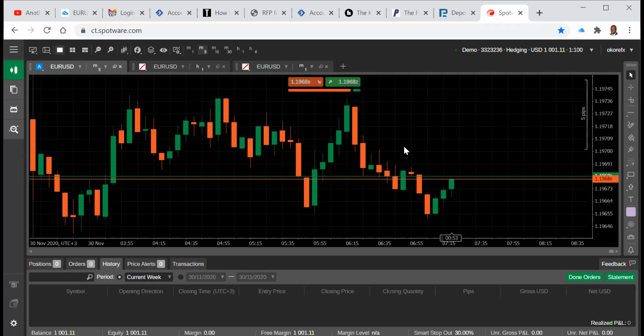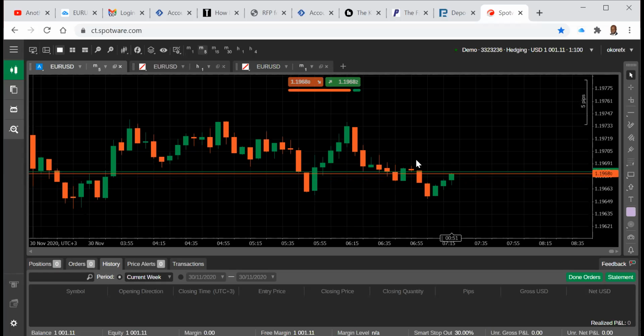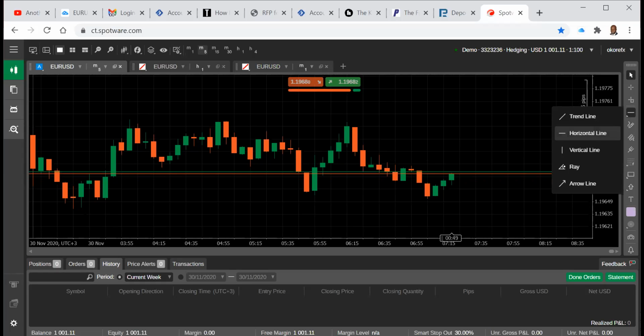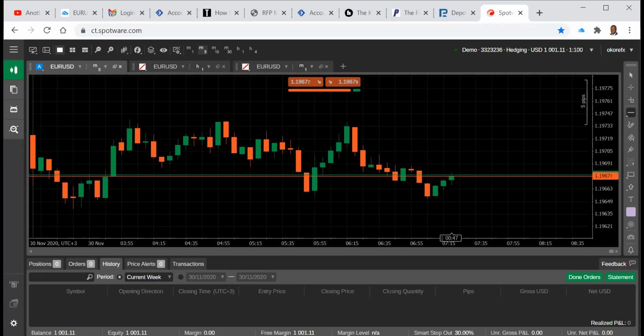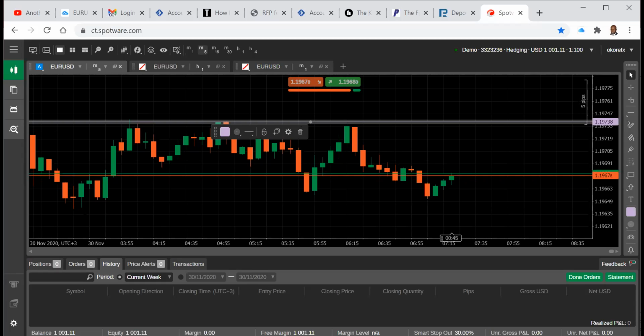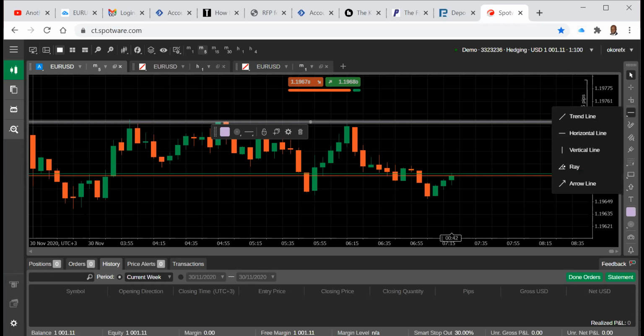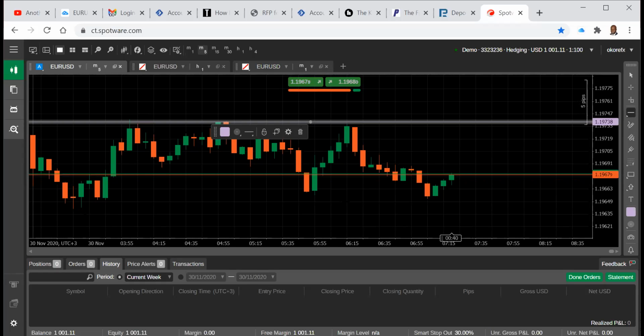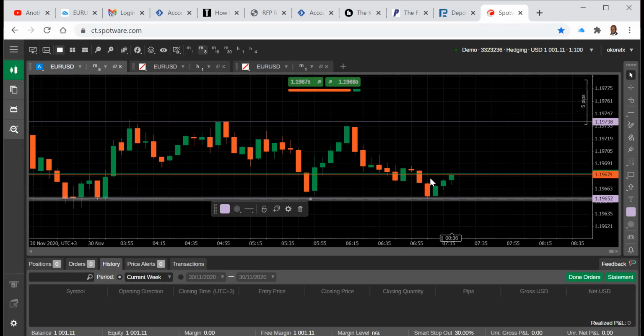Okay, that's your support and resistance. So it looks like the market is actually on its way up. That's the last high. Okay, it seems to be ranging now. The market is kind of in a range. And this is the last low. So it is going up.